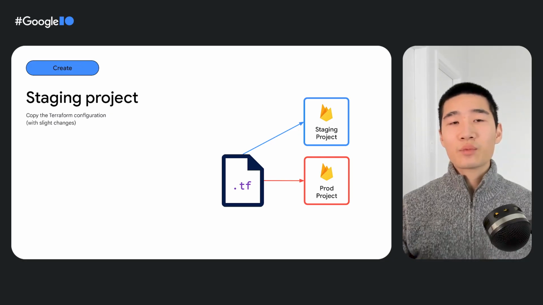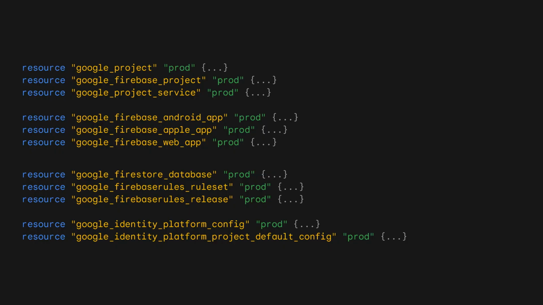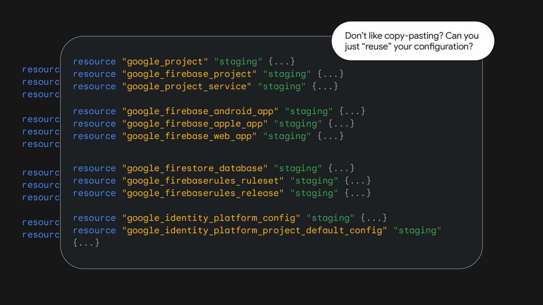Now that Sally has the prod project, how can she use Terraform to create the staging project? Recall that Sally has a collection of resource blocks for the prod project. She can just make a copy of the blocks and tweak them for staging. Copying Terraform configuration may not be for everyone. What if you like to make your staging project infrastructure aligned with your prod project?